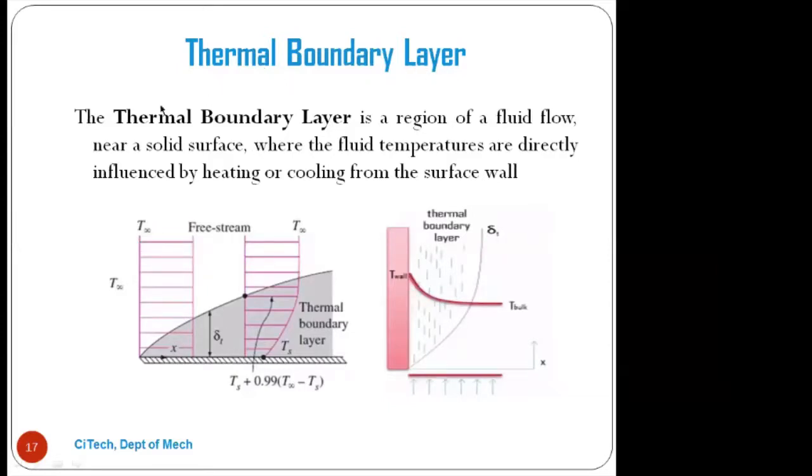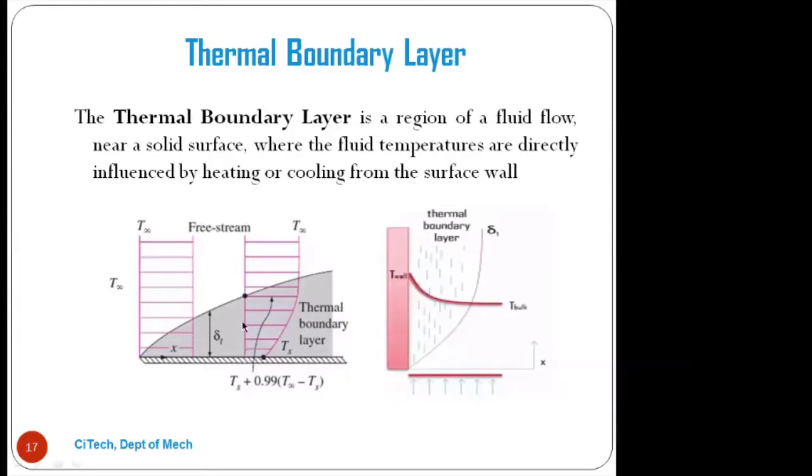That one is okay. Thermal boundary layer is a region of a fluid flow near the solid surfaces where the fluid temperatures are directly influenced by heating or cooling from the surface wall. Understand? Okay. Simple concept here: the heating will be taking place here, and the temperature of the fluid at the junction of the plate and the fluid will be higher.